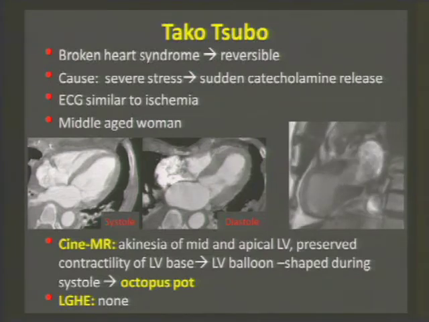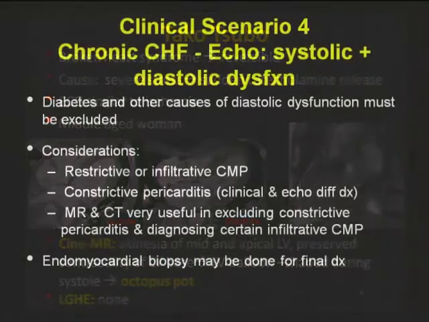It's usually reversible. The cause of this is the sudden catecholamine release that happens with severe stress. It's usually a middle-aged woman, and what's seen is exactly what I described, that ballooning of the left ventricle in systole. Because of that, it's a shape that's very similar to an octopus pot, and that's what Takotsubo means in, I believe, Japanese, an octopus pot, where this is the neck of it, and this is the rounded shape of it. And there's no late gadolinium enhancement with this.